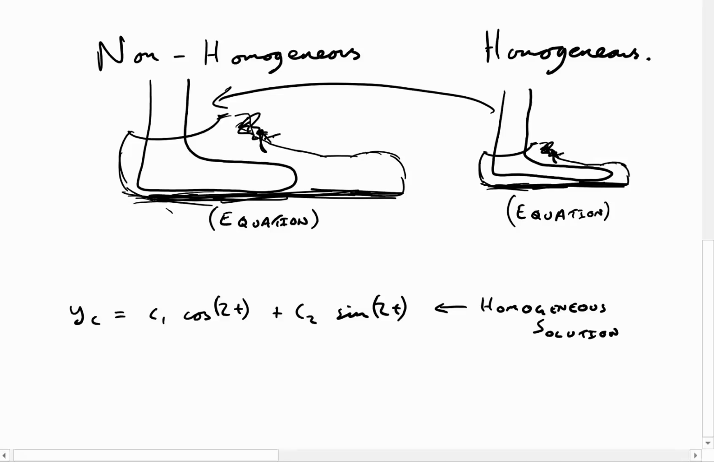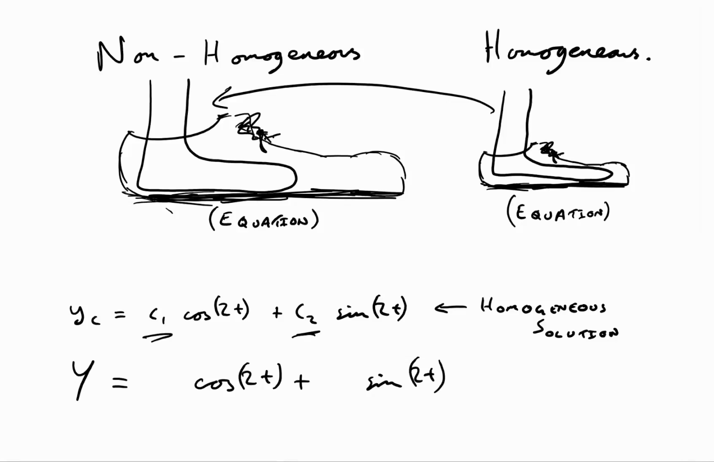But I'm going to have to make a slight adjustment. So in other words, what I'm saying is that my non-homogeneous solution, call it capital Y, is going to be something involving cos 2t plus something involving sin 2t. But what I'm basically saying is that they're no longer just going to be numbers. That was the homogeneous case. It's going to be a little bit more grown up than numbers.